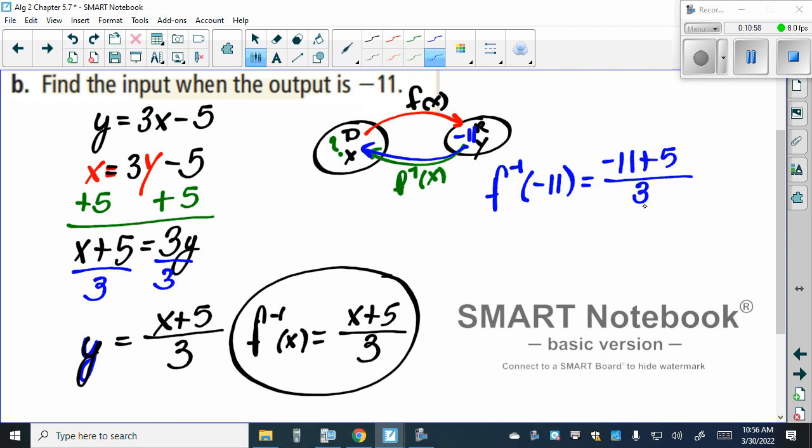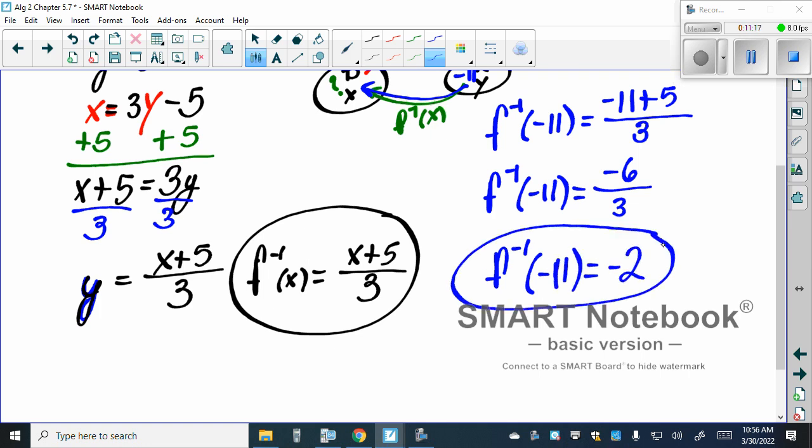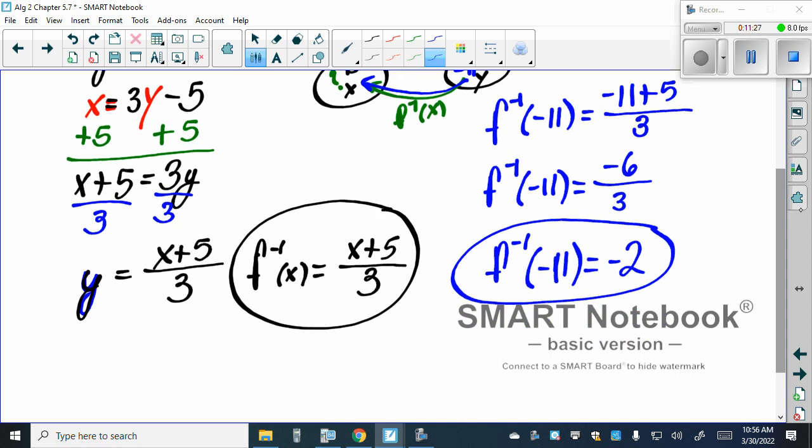And again, at this point here, we could plug this into the calculator. And indeed, it would give us negative 2. Because negative 11 plus 5 is negative 6. And negative 6 divided by 3 is indeed negative 2. So the original input of negative 2 would have given us an output of negative 11 in our starting function. Any questions on this here? Both the ones circled.